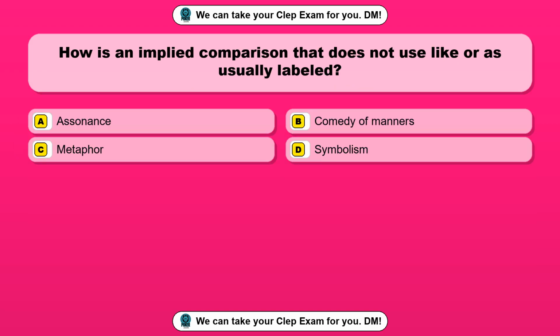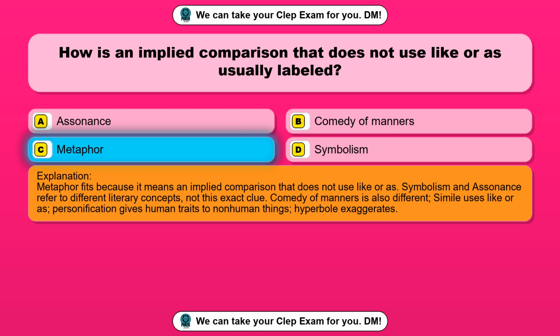Question 30. How is an implied comparison that does not use like or as usually labeled? Option A, assonance. Option B, comedy of manners. Option C, metaphor. Option D, symbolism. The correct answer is option C, metaphor.